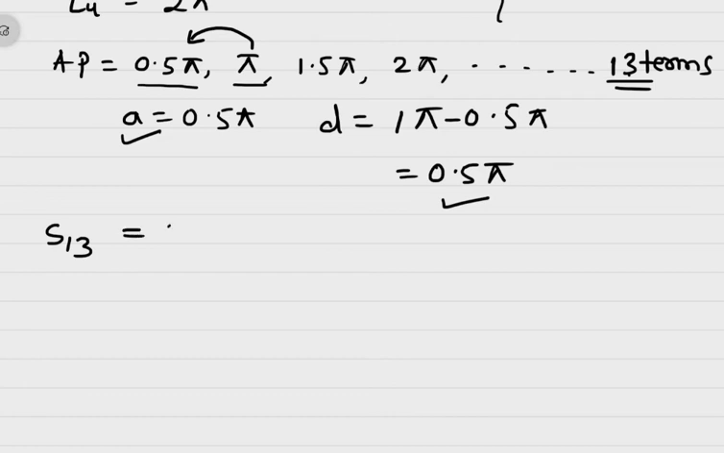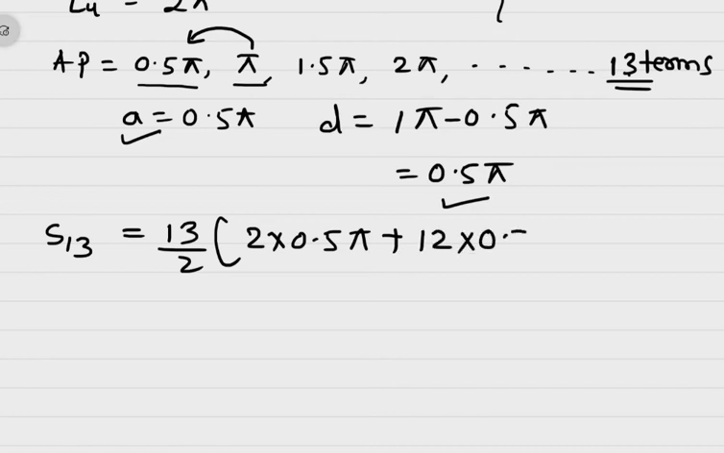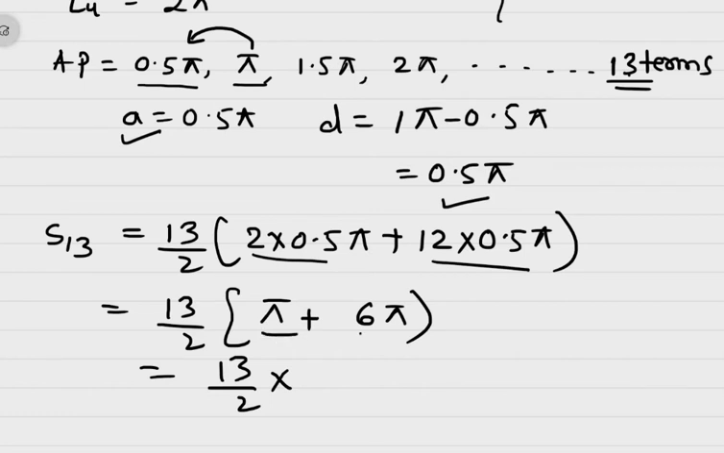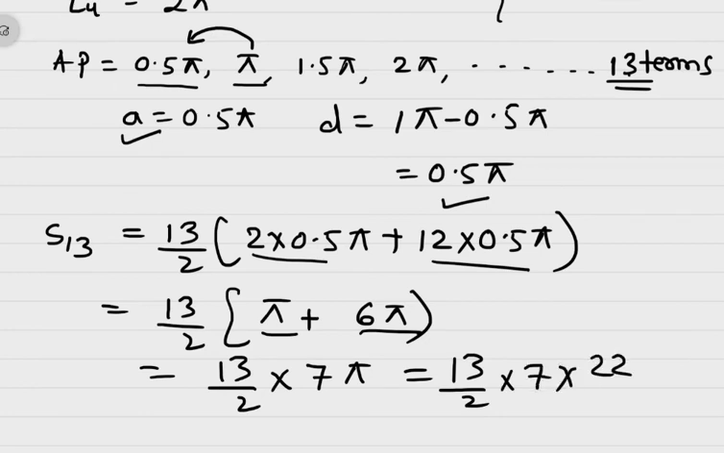So that will be 13 by 2 into 2a. A is 0.5 pi plus n minus 1, 13 minus 1 is 12, into d, which is 0.5 pi. Now see what you'll get. 13 by 2. Now see, 2 into 0.5 is 1 pi plus 12 into 0.5 is 6, so 6 pi. Okay. Now see, this will be 13 by 2 into pi plus 6 pi, which will give you 7 pi. So 13 by 2 into 7, and put the value of pi, 22 by 7.